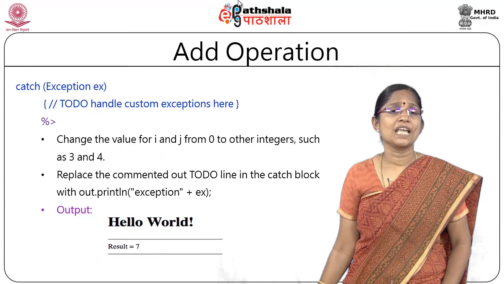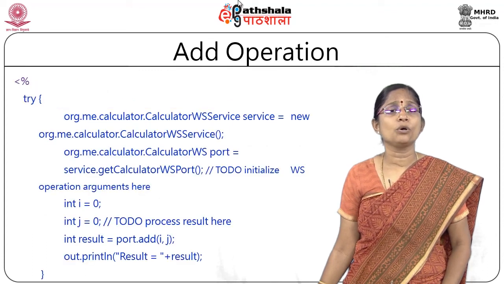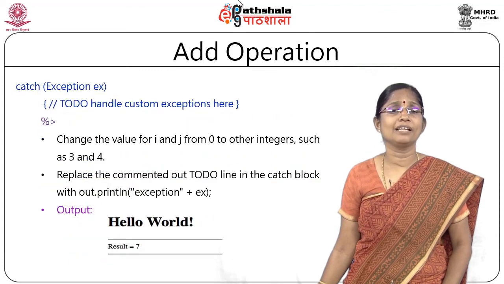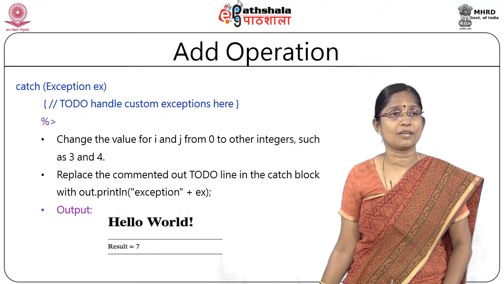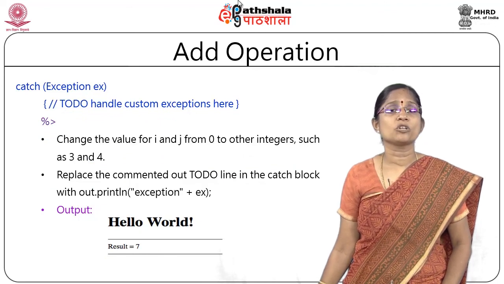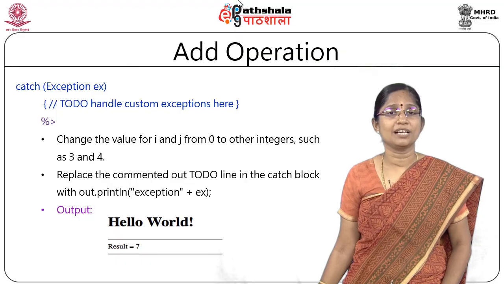If you change the values for i and j from 0 to some other values, say 3 and 4, it will give you the result as 7. So this is the consumption of the web service from a JSP client.